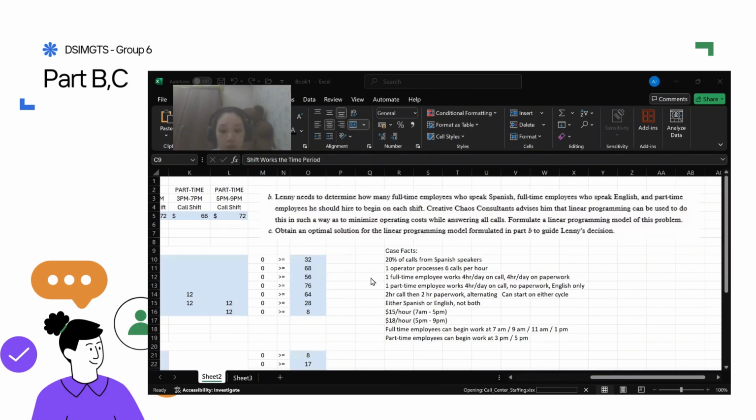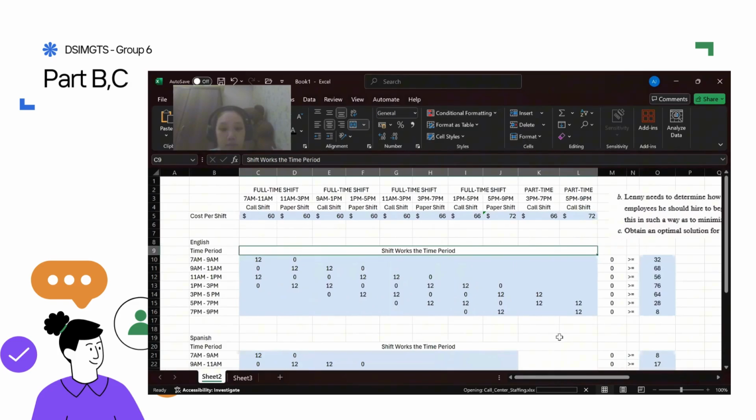One full-time employee works for 8 hours a day, 4 hours on call, and 4 hours on paperwork. Part-time employees work 4 hours a day on call, no paperwork, and only speak English. For full-time employees, 2 hours call, then 2 hours paperwork, alternating. So employees speak either Spanish or English but are not bilingual. For the cost per hour shift, $15 per hour before 5 p.m. and after 5 p.m. it's $18 per hour. Full-time employees can begin work at 7, 9, 11 a.m. and 1 p.m. Part-time employees can begin work at 3 p.m., 5 p.m.